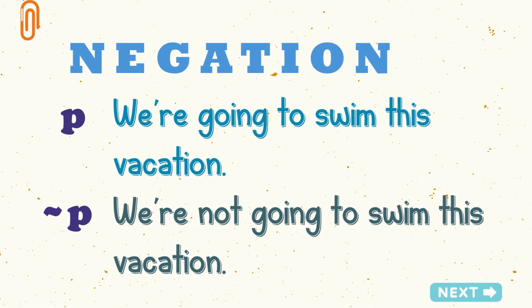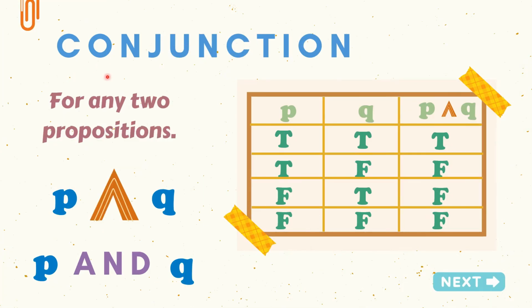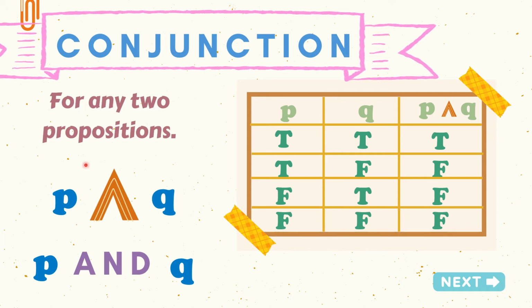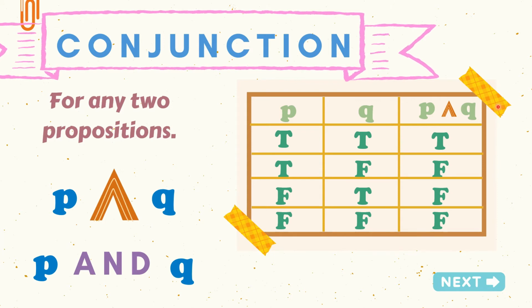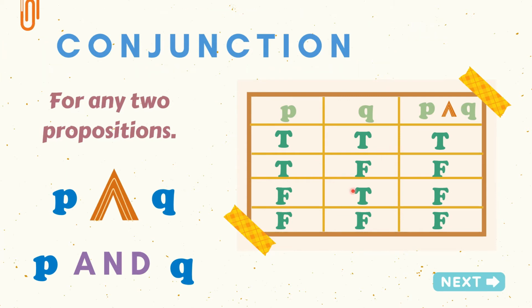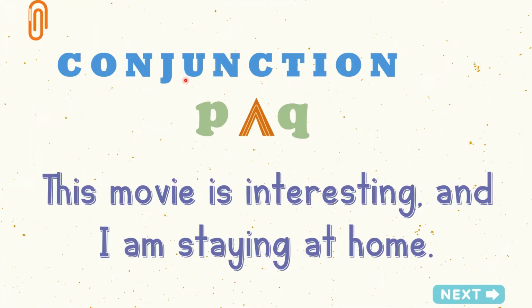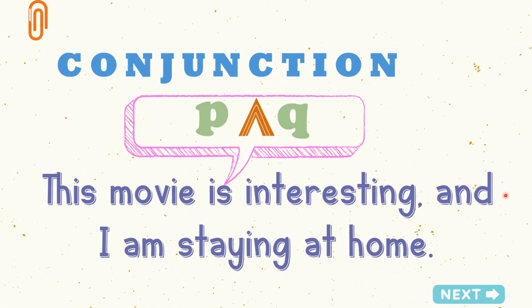Next one, we have here conjunction for any two propositions P, using this sign, Q, which means P and Q. And here we have the truth table of conjunction, which means the conjunction P and Q is true when both P and Q are true, otherwise it is false. Next one, the example of conjunction using and.